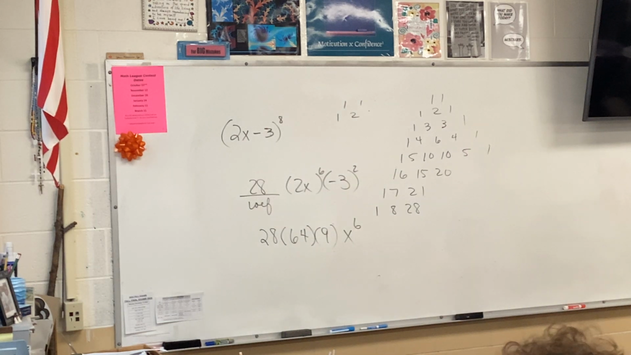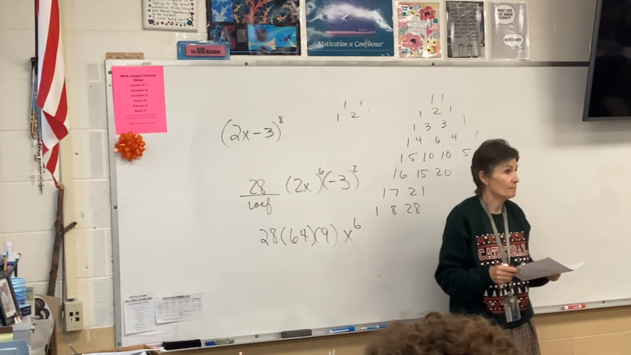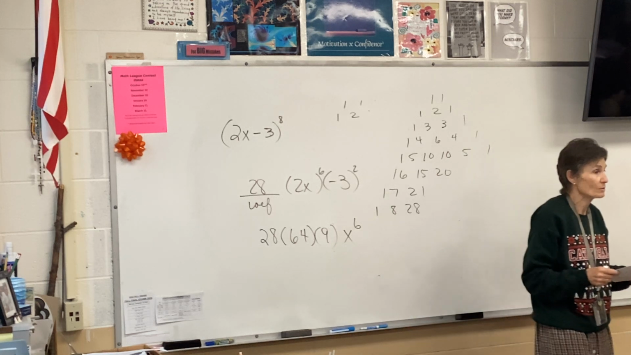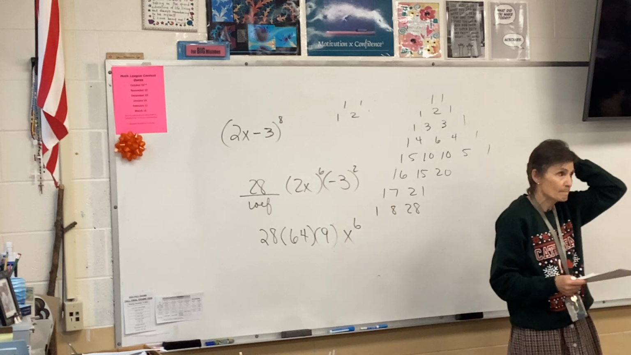Olivia? How do you find the max of a quadratic? Negative b over 2a. x equals negative b over 2a. Okay. That's the vertex. It's the axis of symmetry, but it gives you the x coordinate of the vertex.